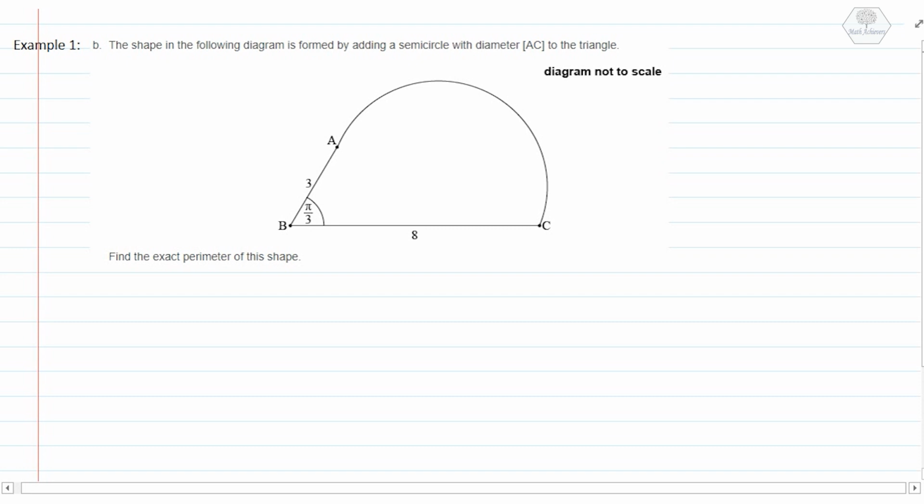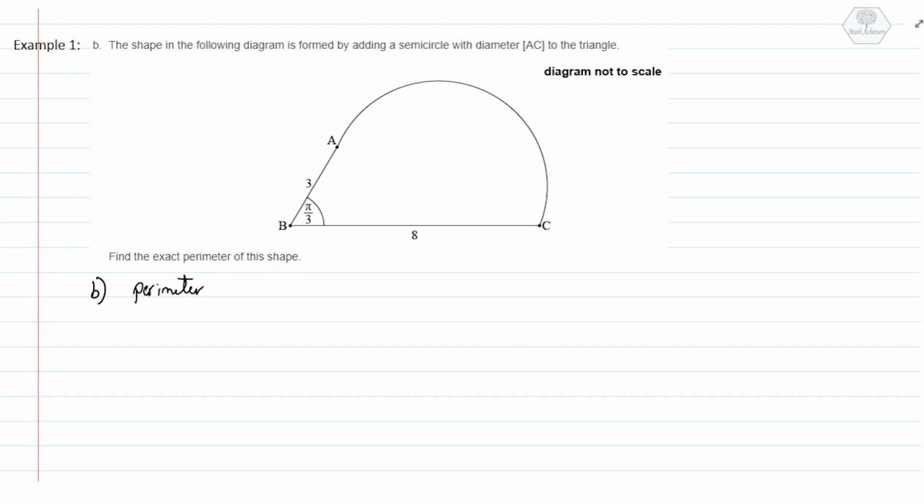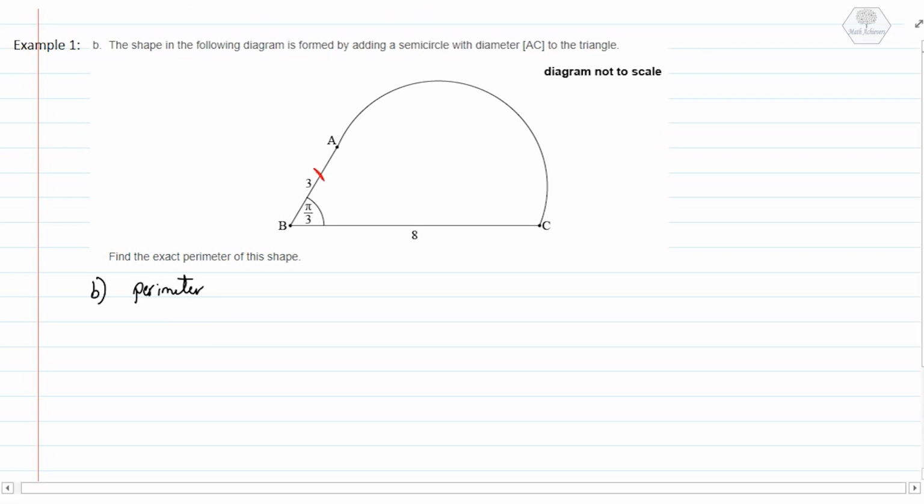Part B: the shape in the following diagram is formed by adding a semicircle with diameter AC to the triangle. We've added a semicircle. Find the exact perimeter of the shape. So the perimeter here is equal to this side plus this side plus this arc L, which is equal to 3 plus 8 plus L.